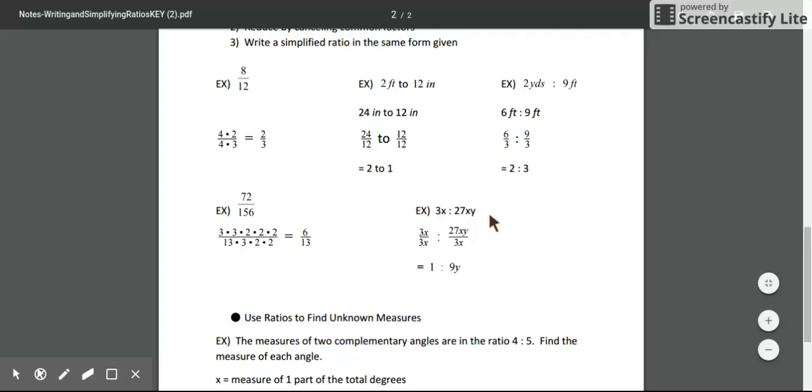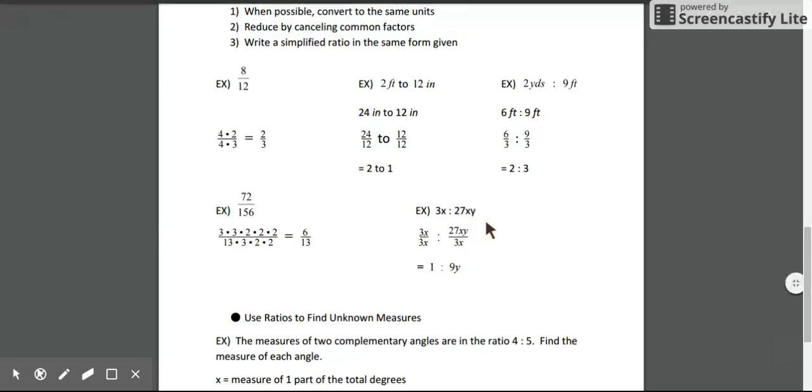All right, one more time. Let's do some algebraic expressions and reduce those. Just make sure we remember how to do that. Again, we're looking for common factors that we can cancel.